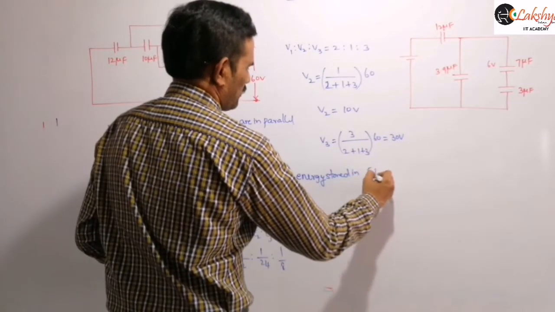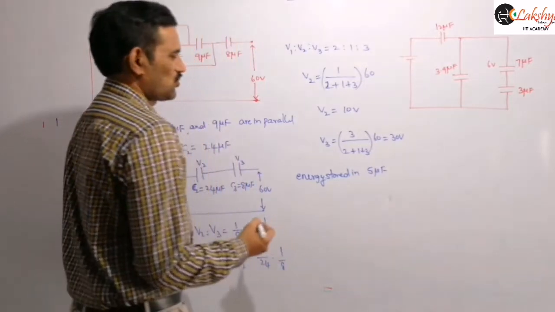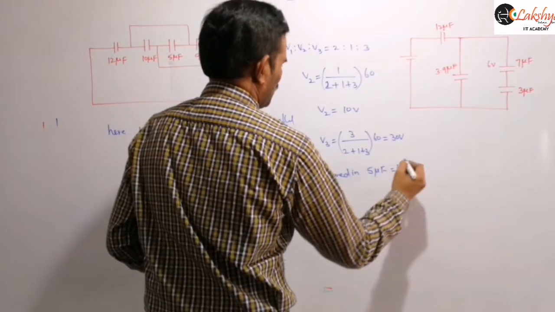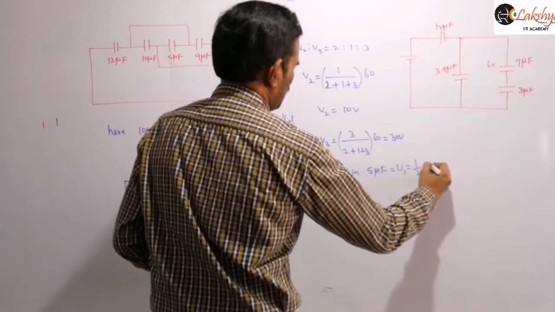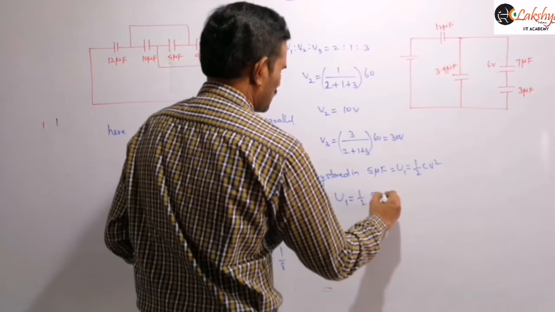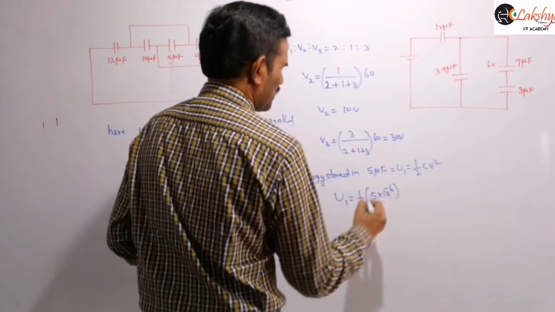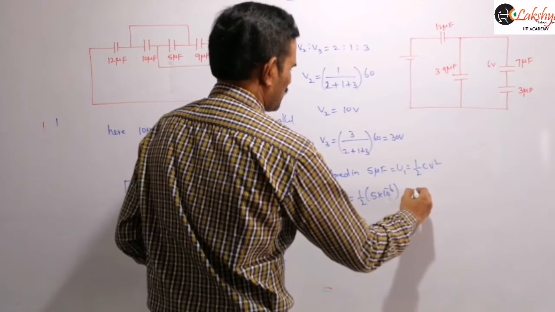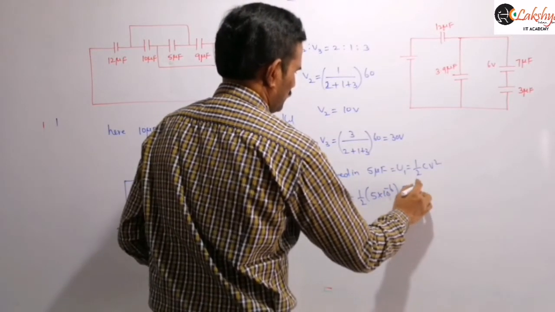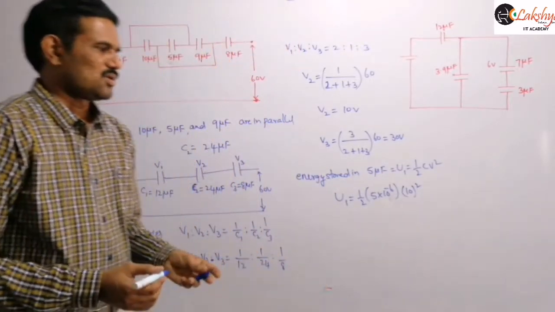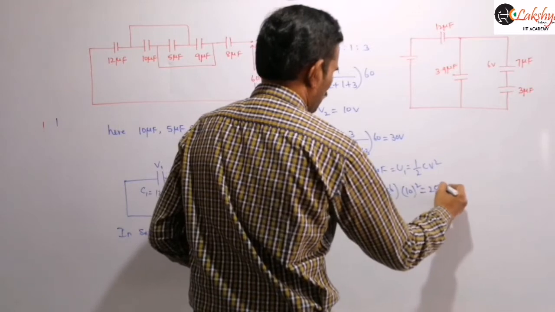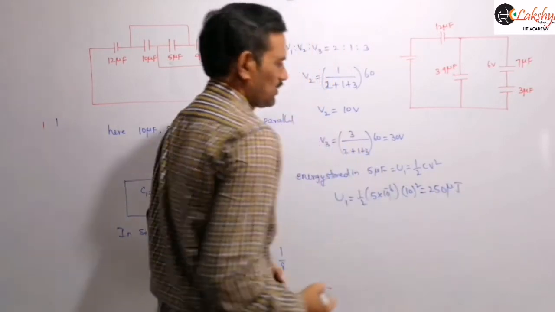Energy is stored in the 5 microfarad capacitor. Suppose I take this value as U1. You can write the formula half C V square. So it is half into C, which is 5 into 10 power minus 6, and into V square, which is 10 whole square, that is 100. Then you can write this as 250 microjoules, right?